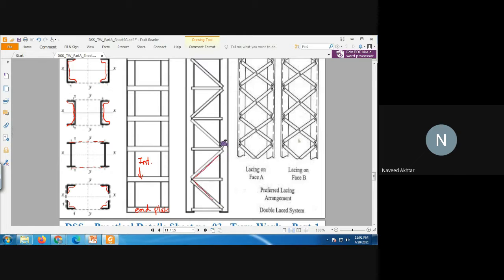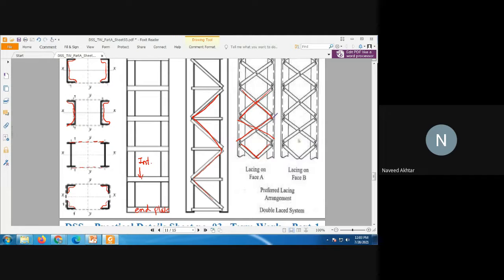Now, we have already seen that if this type of section is there, then this is the single lacing system, and if this type of connection is there, it is called the double lacing system. As per the load, the different loading conditions and the requirement, you can provide a single lacing system, double lacing system, or battening system for the built-up column.